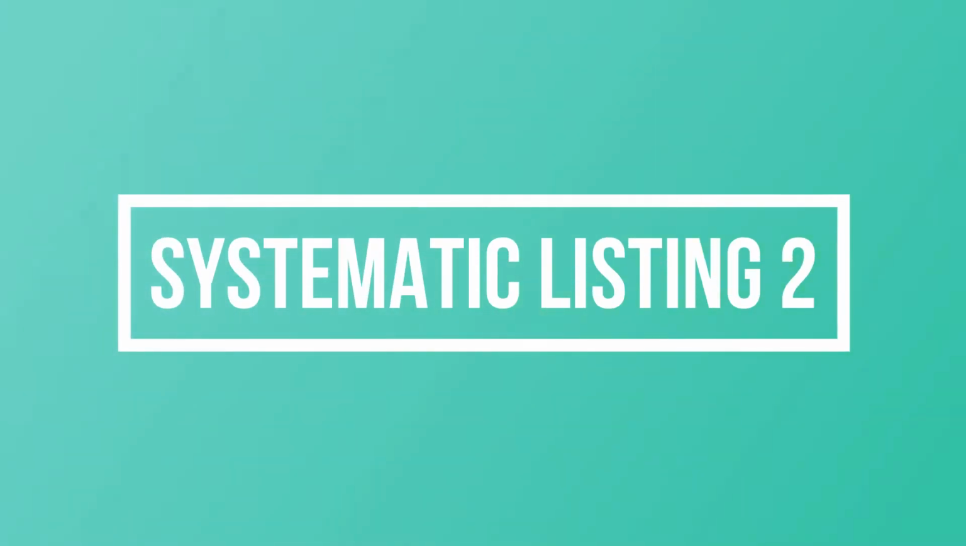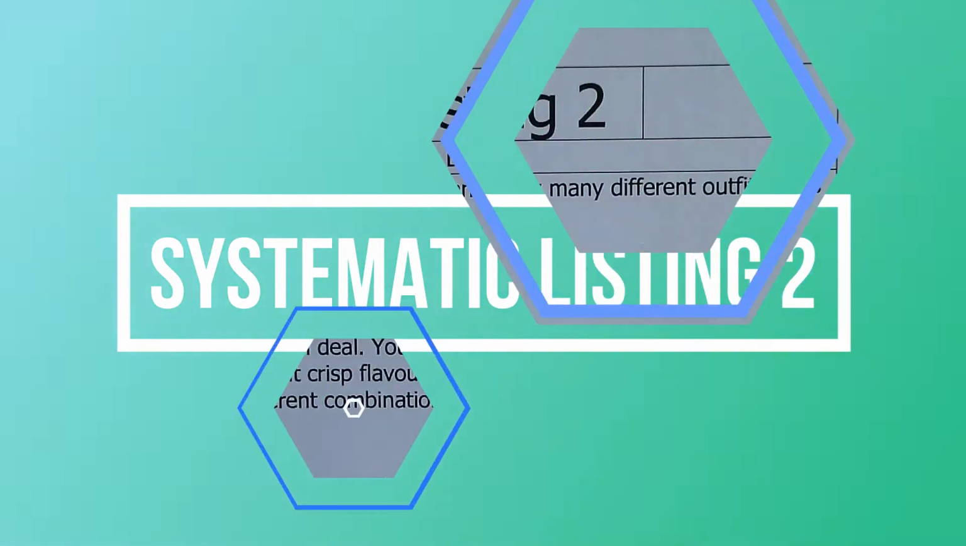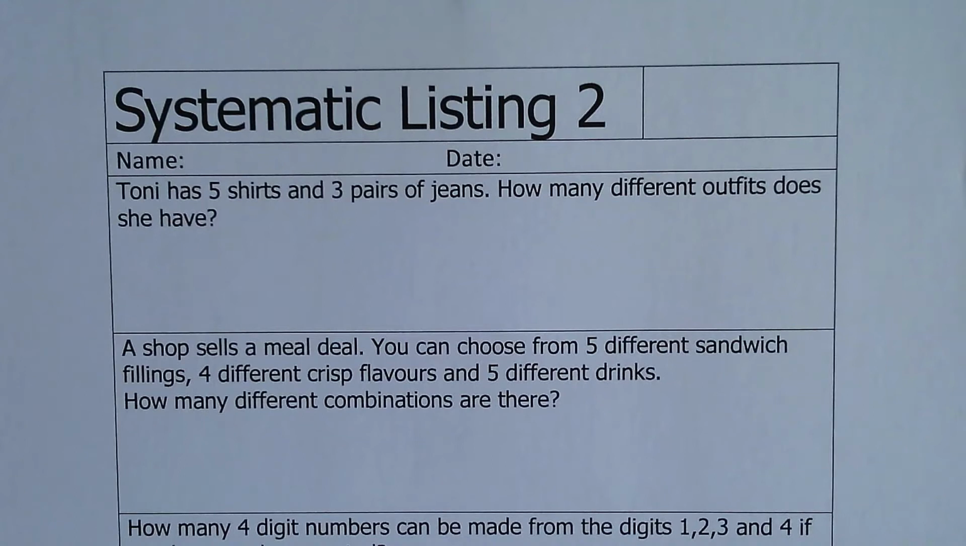Welcome to today's lesson. Today we are going to continue looking at systematic listing. Our first question says Tony has 5 shirts and 3 pairs of jeans. How many different outfits does she have?